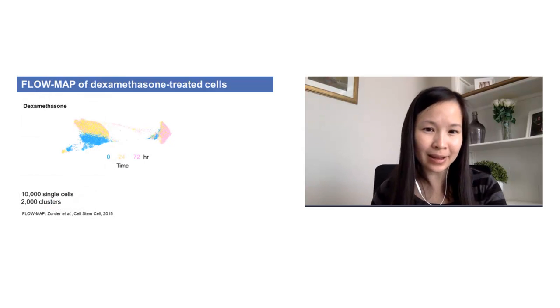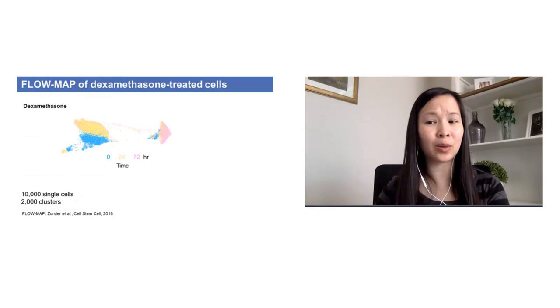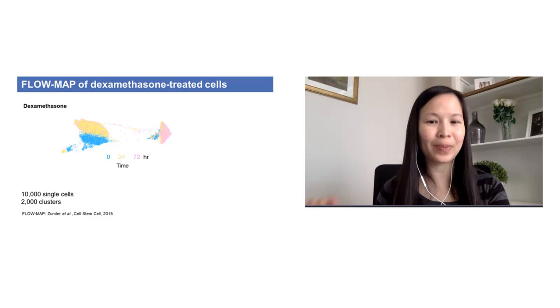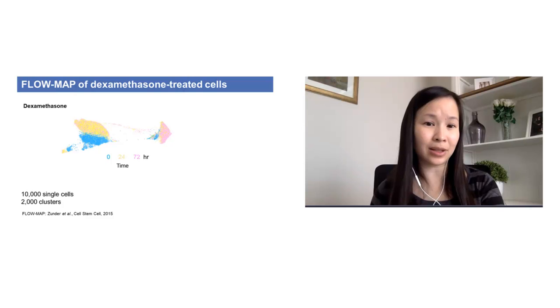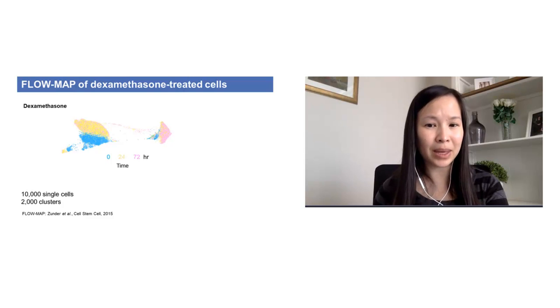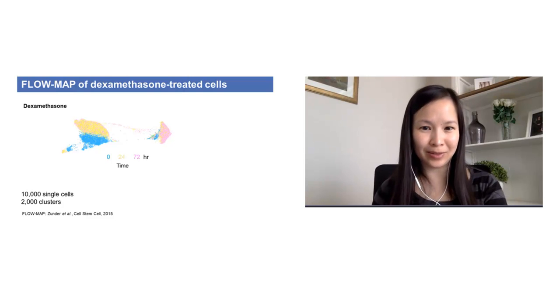Here are 10,000 single cells expressed on one single diagram, and each circle represents a cluster of cells. So there are 2,000 clusters over here. Now the first feature you'll see on the diagram is that it looks like an arrow of different colors. The blue cells represent cells at the 0 time point in treatment. The yellow cells represent cells at 24 hours of treatment, and the pink represents 72 hours of treatment.